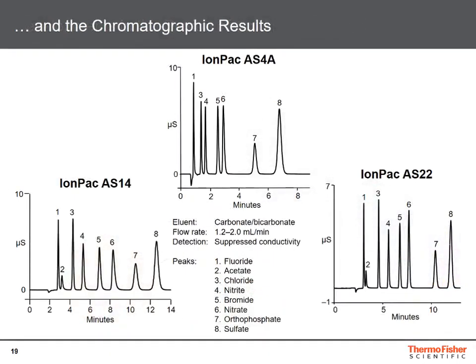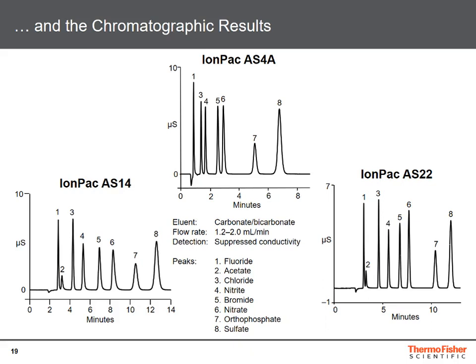A much better way to understand the differences between the three different types of anion exchangers is to look at the chromatographic results. In the center, we see the chromatogram of a typical nanobead agglomerated stationary phase, such as the IonPac AS4A, a column that was developed many years ago. But even if we look at this kind of chromatogram today, many people still like this for a number of reasons. First of all, 7 anions are separated to baseline within a relatively short time of less than 10 minutes.